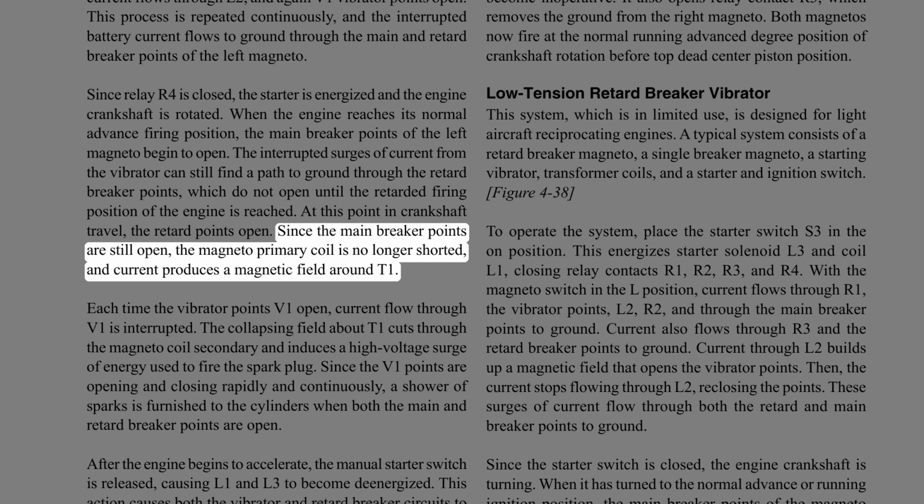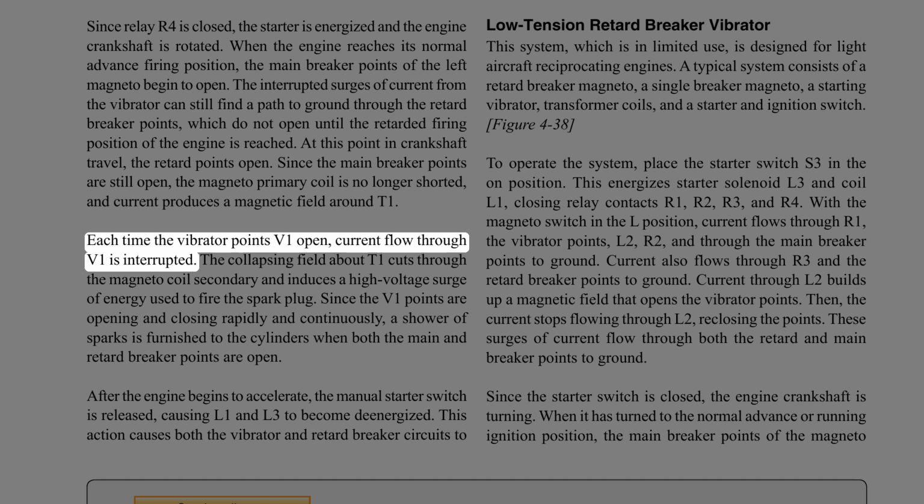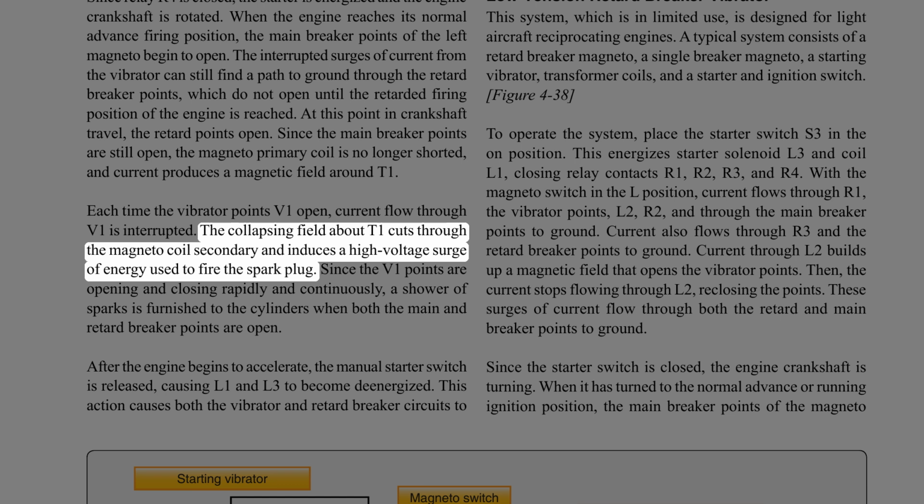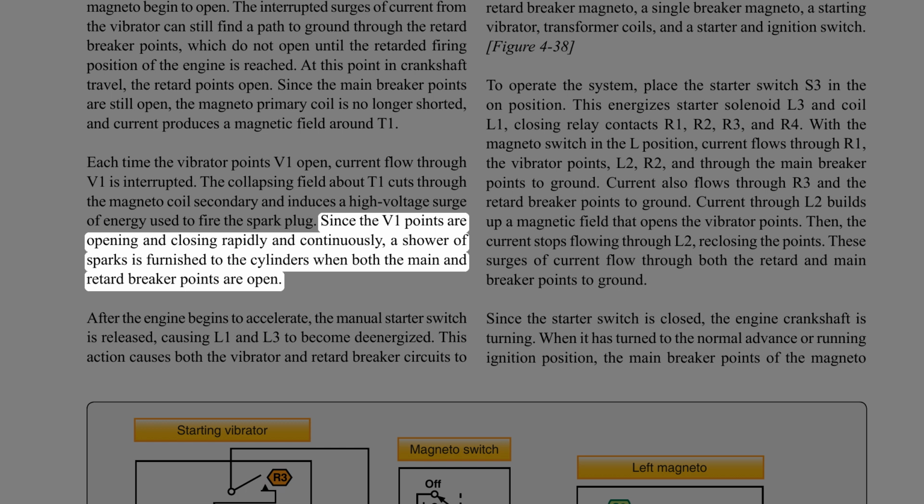Since the main breaker points are still open, the magneto primary coil is no longer shorted, and current produces a magnetic field around T1. Each time the vibrator points V1 open, current flow through V1 is interrupted. The collapsing field about T1 cuts through the magneto coil secondary and induces a high voltage surge of energy used to fire the spark plug. Since the V1 points are opening and closing rapidly and continuously, a shower of sparks is furnished to the cylinders when both the main and retard breaker points are open.